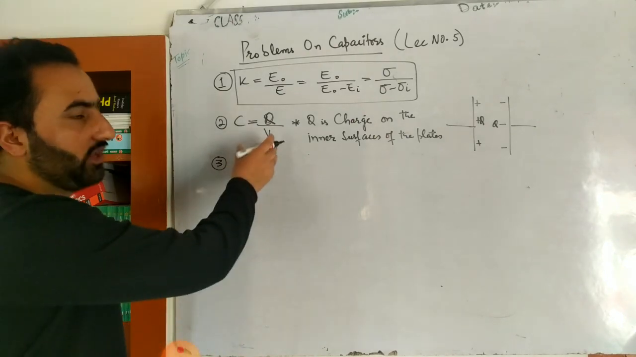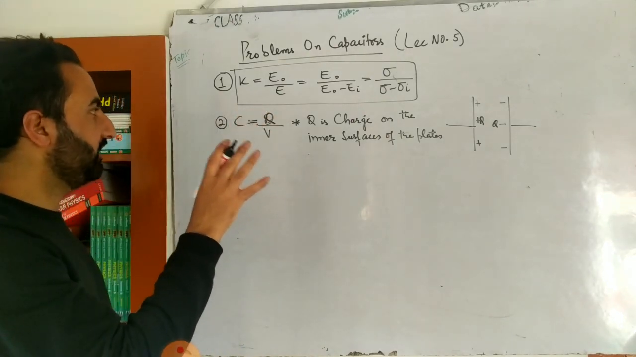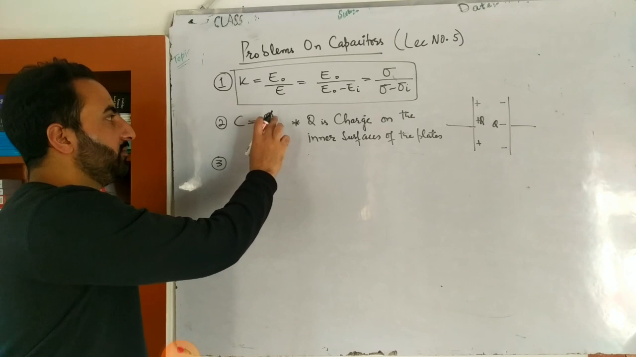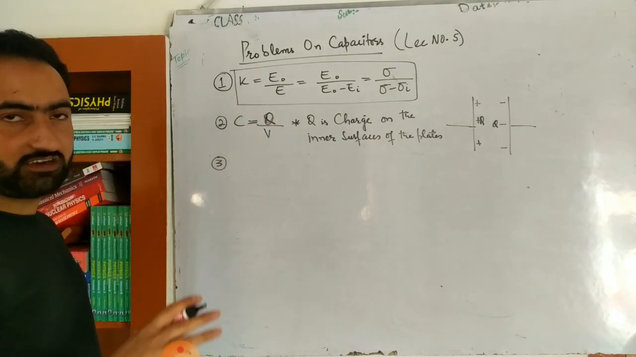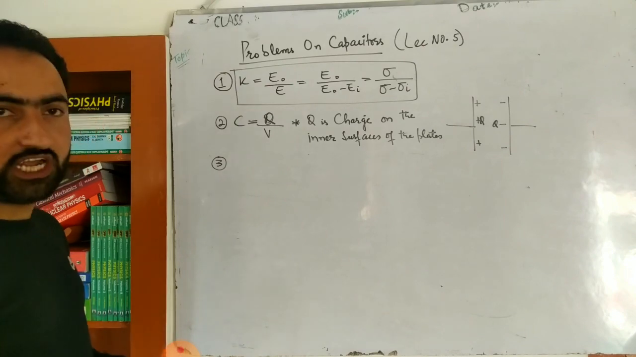Point number 3, which we are discussing in detail. We have done the examples as well, and we have done those graph problems. We know that C is independent of Q and V. It depends upon the dimensions and upon the dielectric medium, but does not depend upon the charge and the potential.